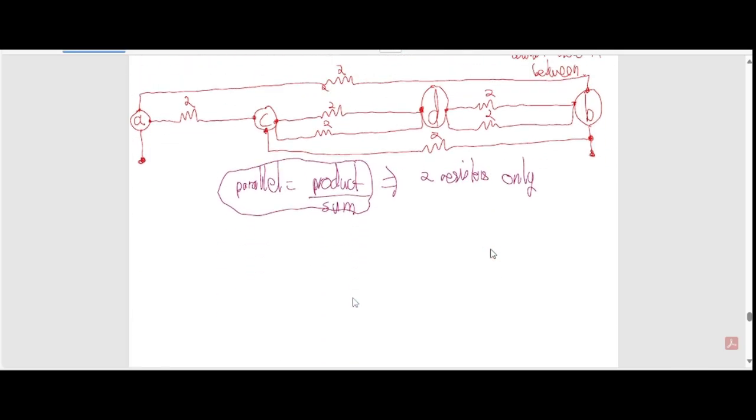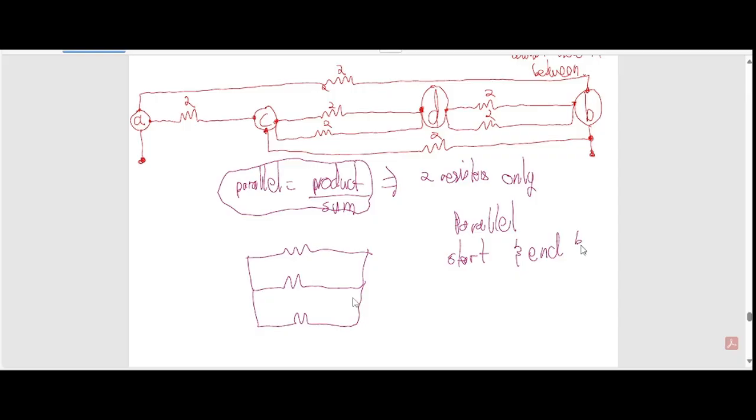Just repeat how it was done with the one that's outside. For it to be parallel, the resistors have to start and end at the same node, right? So the resistor between A and C is not parallel to the one between A and B, because C and B are not the same node. That's why it's not in parallel. That's all it is.